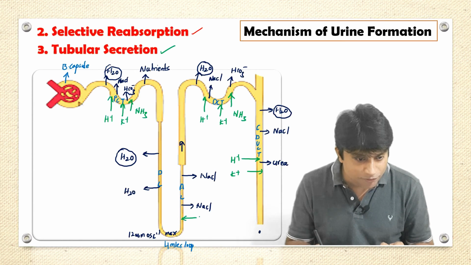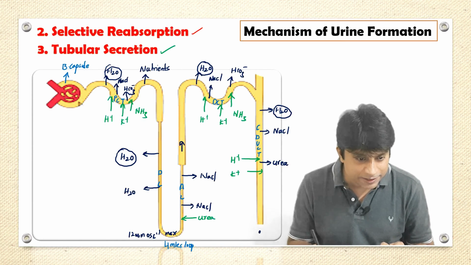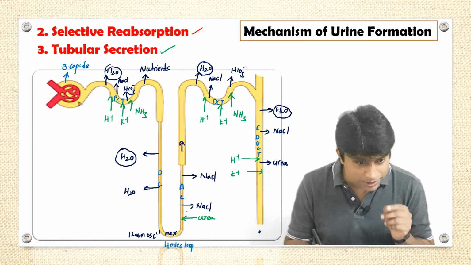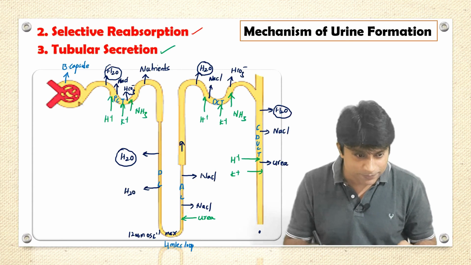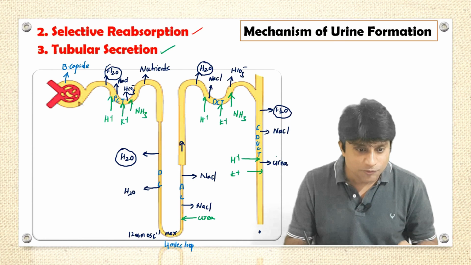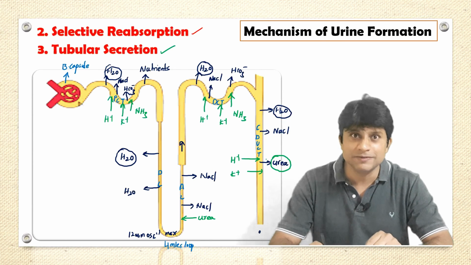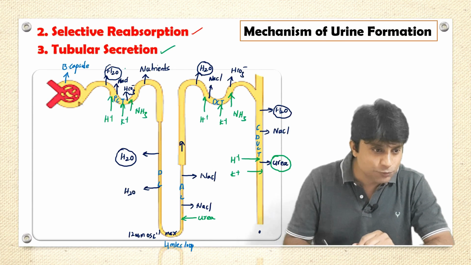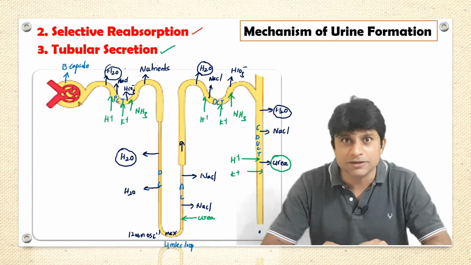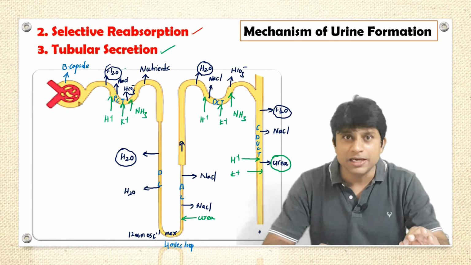Also, one more interesting point is that into the lumen of the ascending limb, a small amount of urea is secreted. And all this urea that is secreted in the ascending limb will be reabsorbed from the collecting ducts. So this is how selective reabsorption and tubular secretion occur in the nephron.